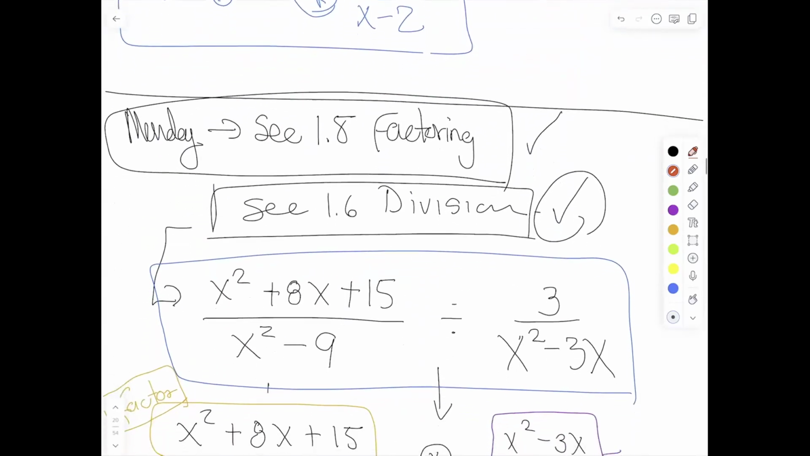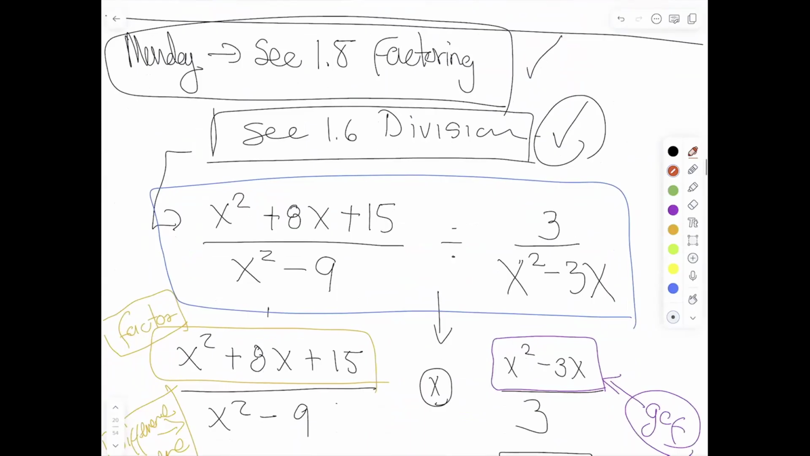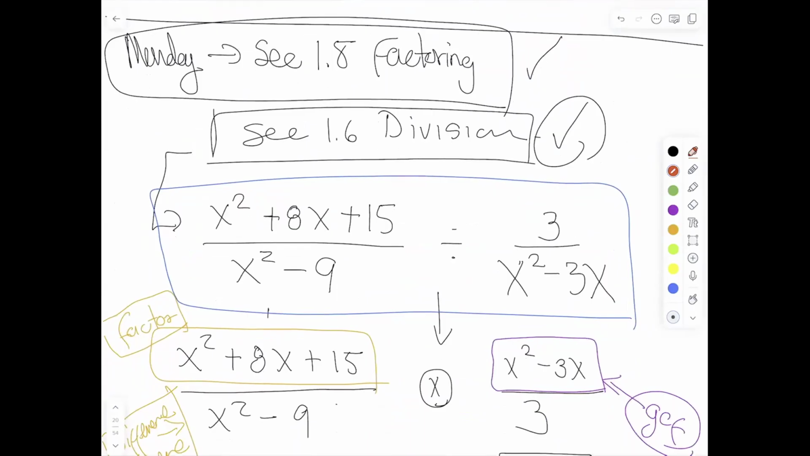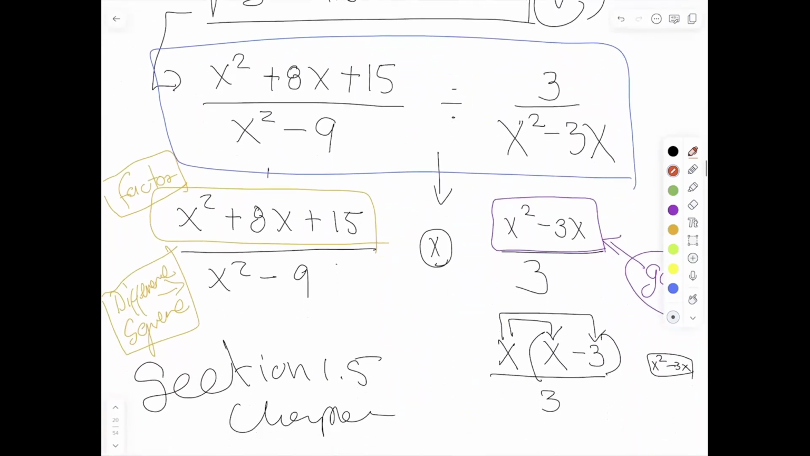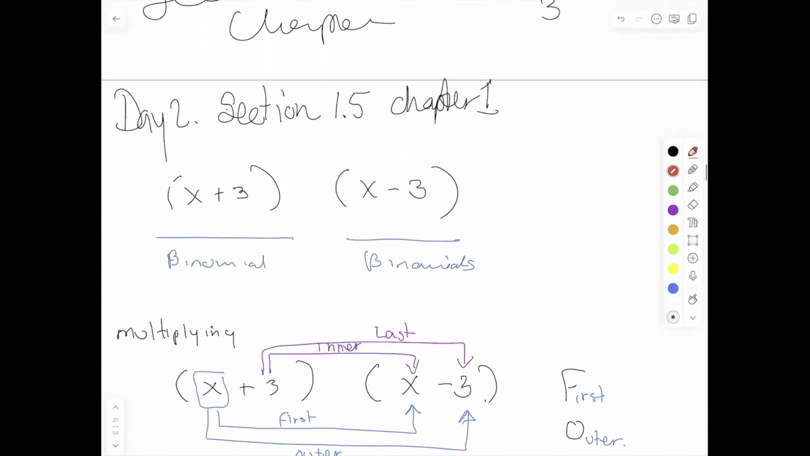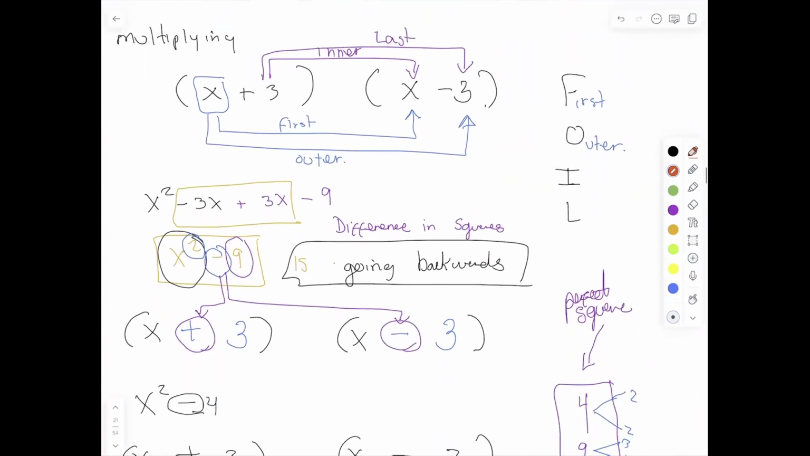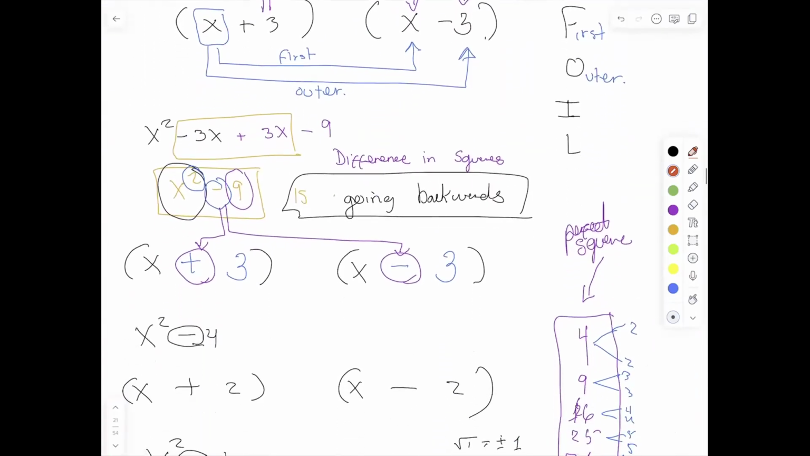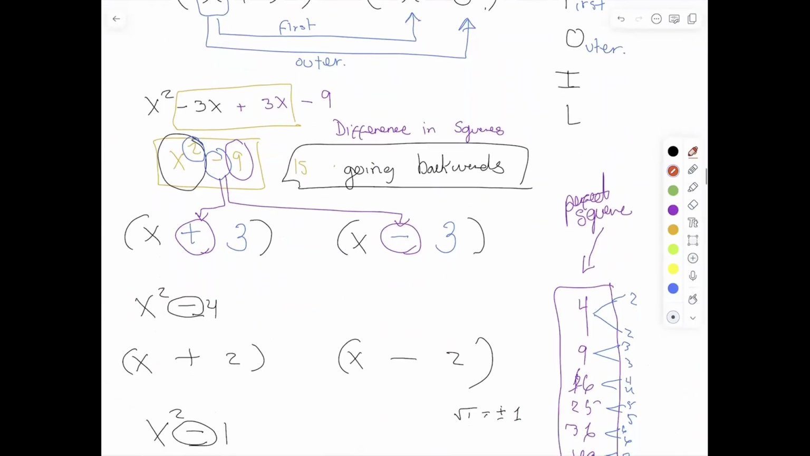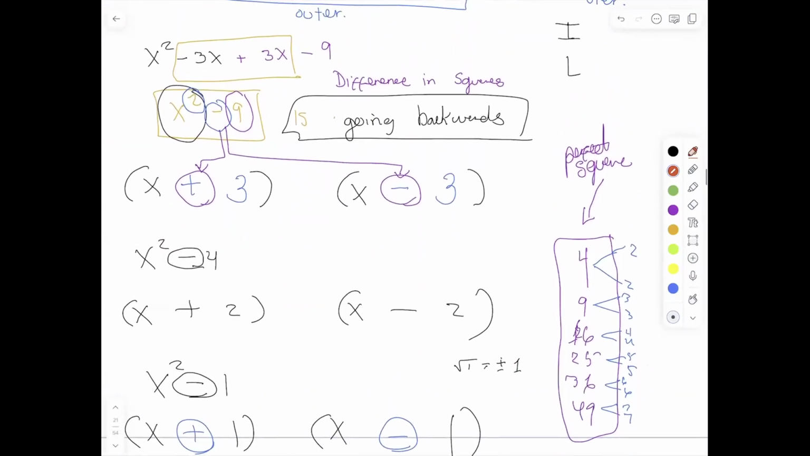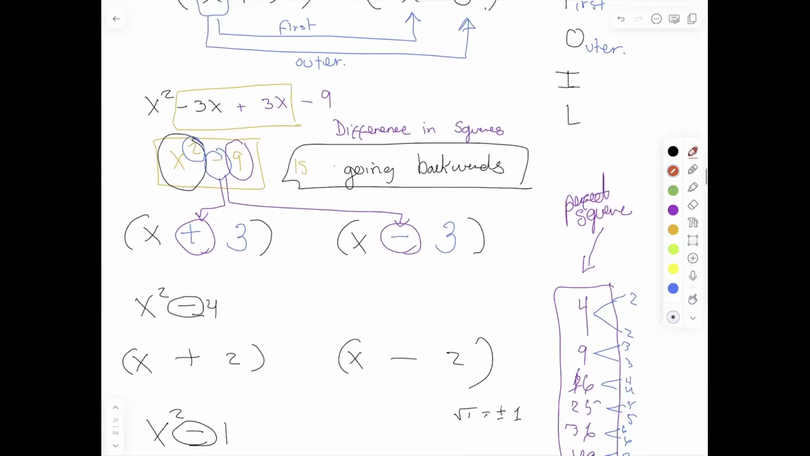All right. So then, that was the end of Friday, and then Monday came, and I said, guys, you need to learn factoring. So, for factoring, let's see. We did a problem like this, right? For factoring, where is it?